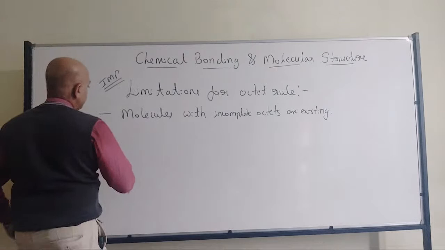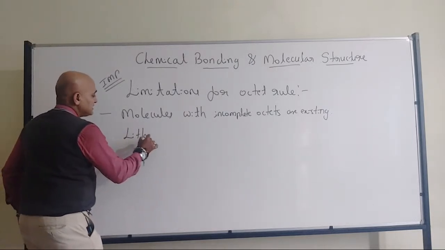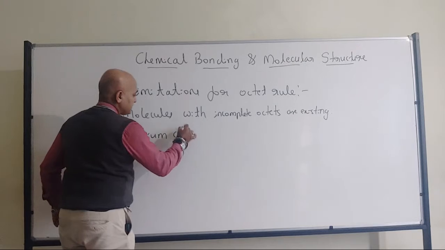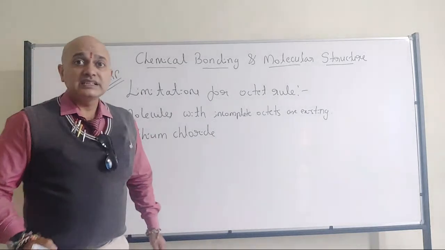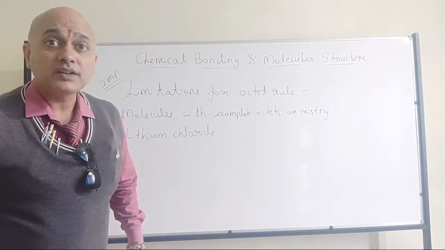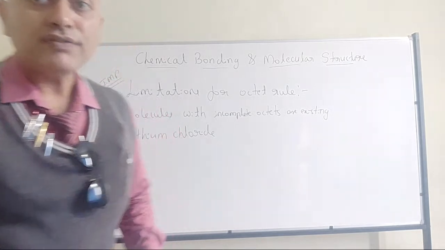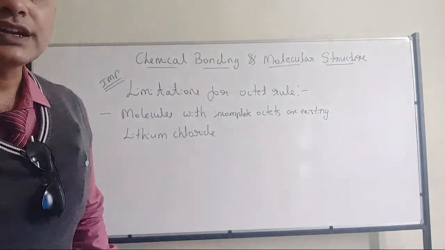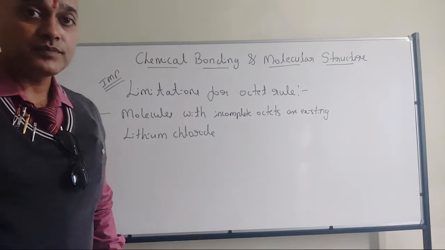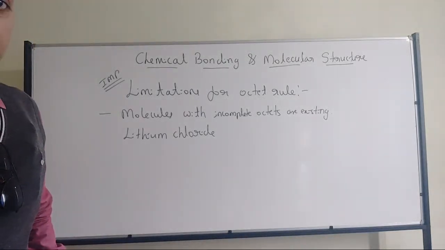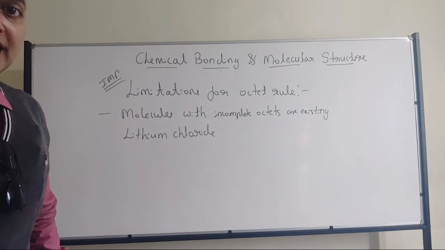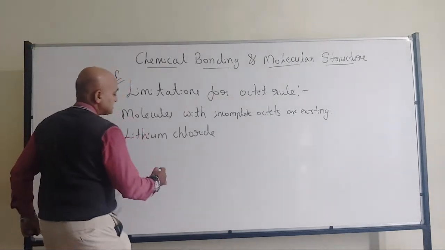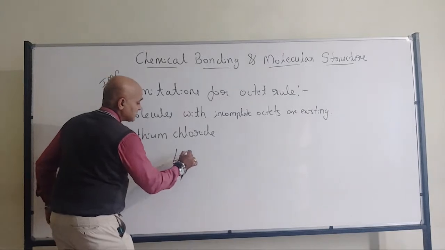Say for example, I have a molecule called lithium chloride. So what is the total valence electron of lithium? Any one of you? What is the total valence electron present in lithium? Just give me the number. Yes, it is 1. Lithium is having 1 valence electron.